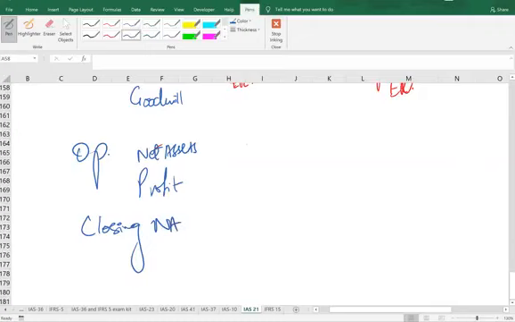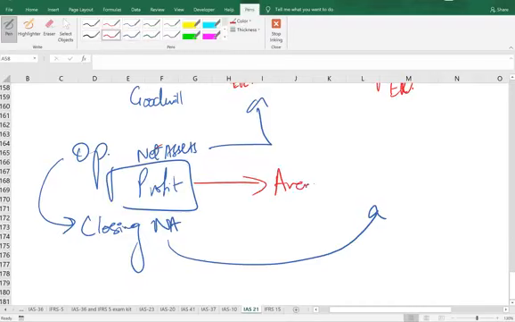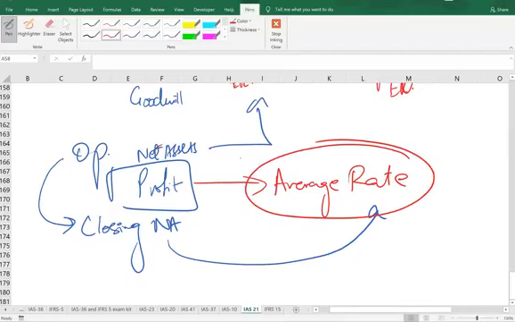Now the problem is opening net assets was translated first at the acquisition date. Now the same opening net assets becomes part of the closing net assets, right? And will now be translated at the reporting date. And this profit over here, because it's for the year, will be translated at the average rate, the average of the year.